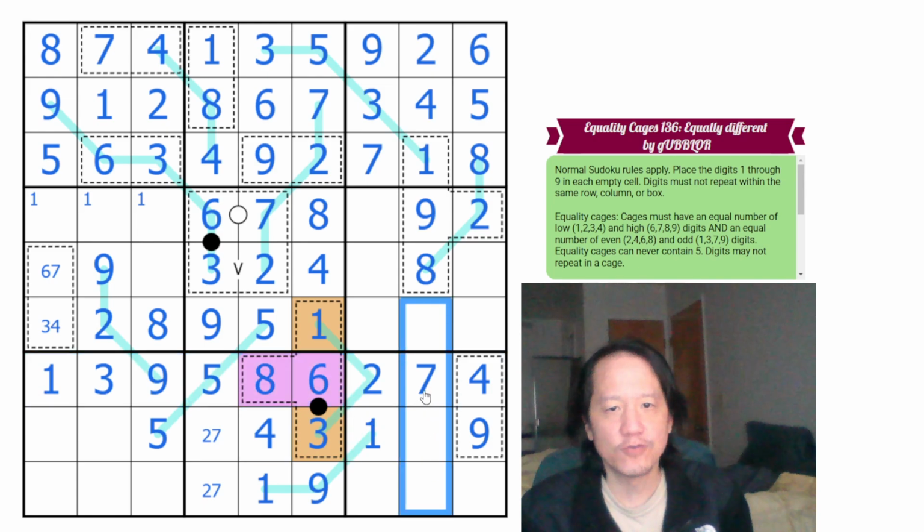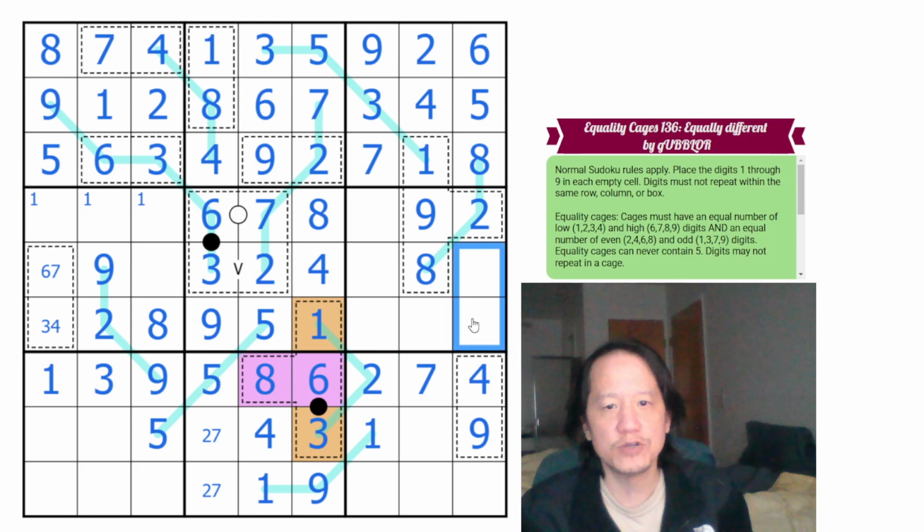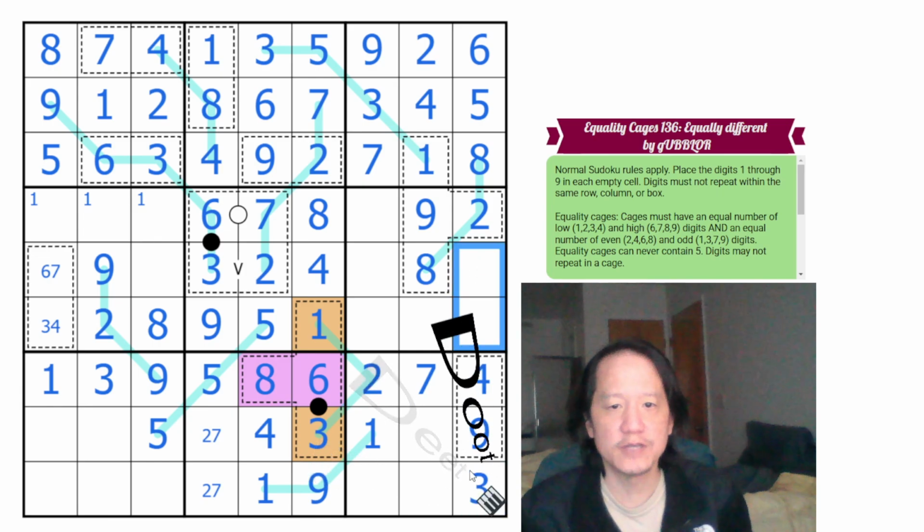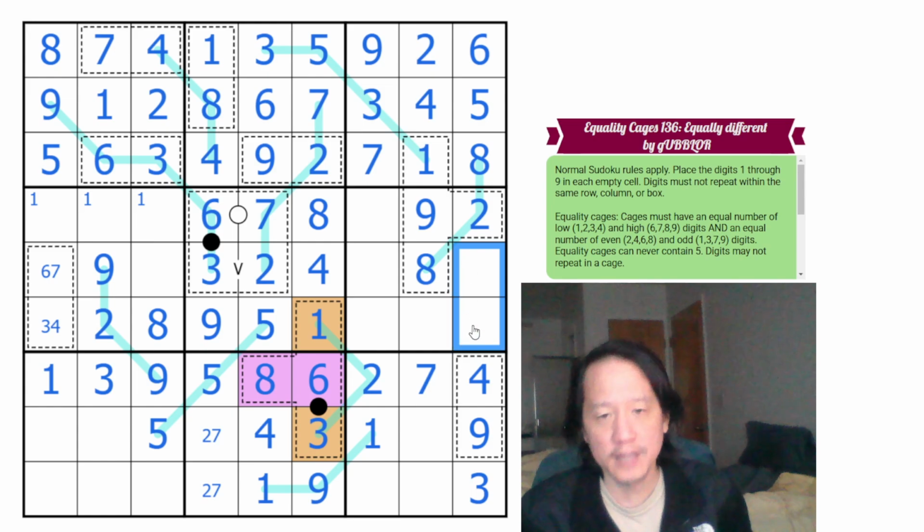What else do we have remaining? This is 1, 3, or 7 also. This can't be 1 or 7, so this is 3. We have a 1, 7, that's 3 in the corner. We celebrate. We have a 1, 7 remaining in column 9. And this can't be 1, so this is 7, which makes that a 1.